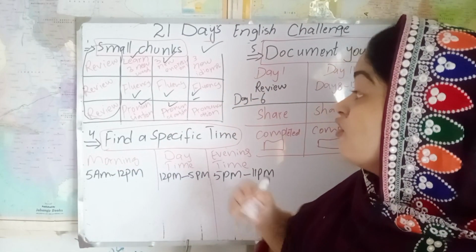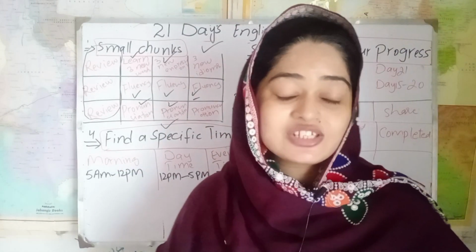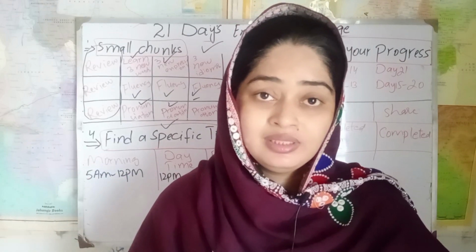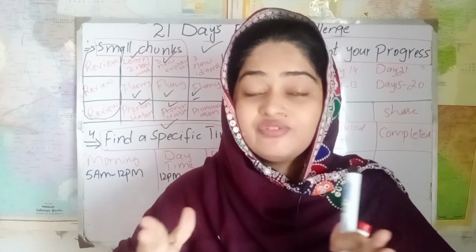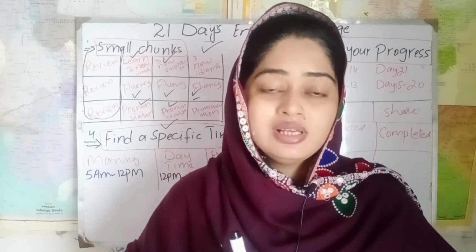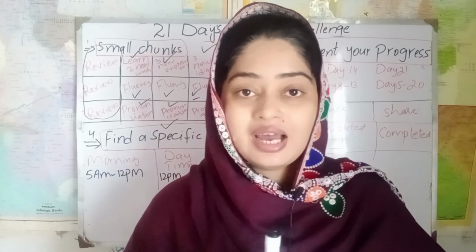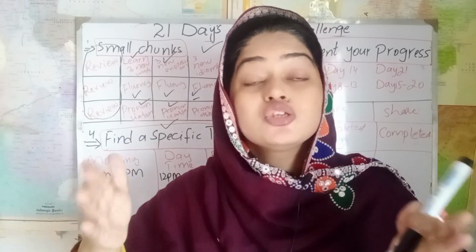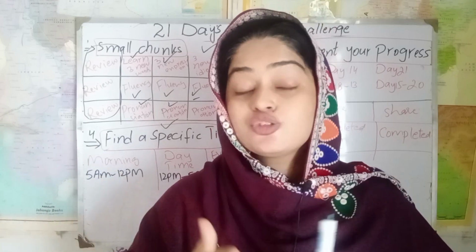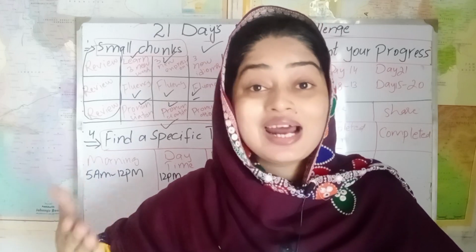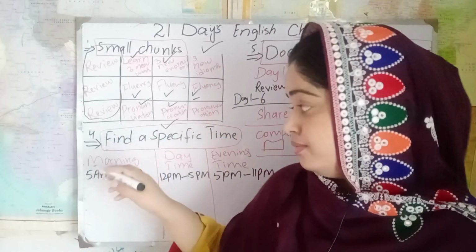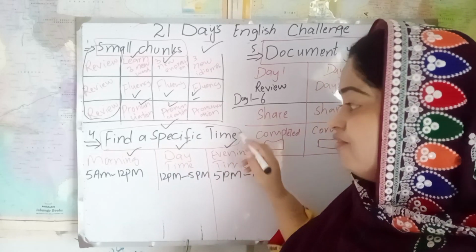Now the next level is to find a specific time. Yes, dear audience, why is it important to find a specific time? Let's be honest, you are very busy in your life because many things are going on. Sometimes you don't find the time, sometimes you are extremely busy. So it's important to figure out which time of the day is suitable for you, which you can allot for your English learning. For example, there are 3 times: morning time, daytime and evening time.